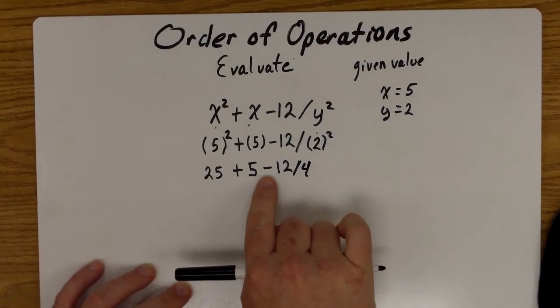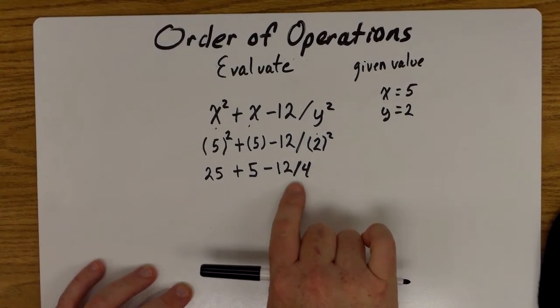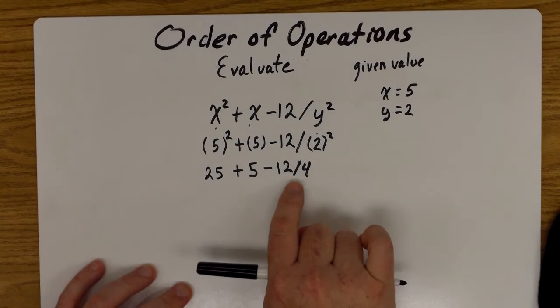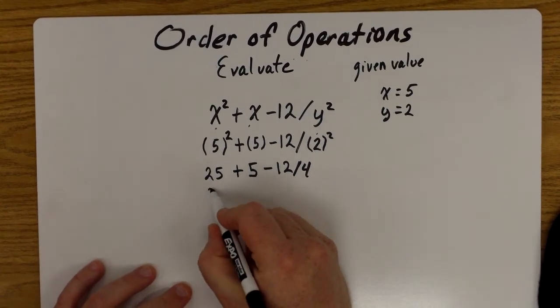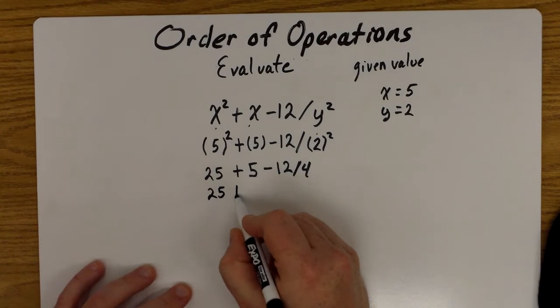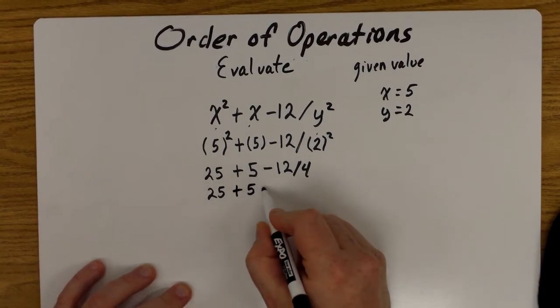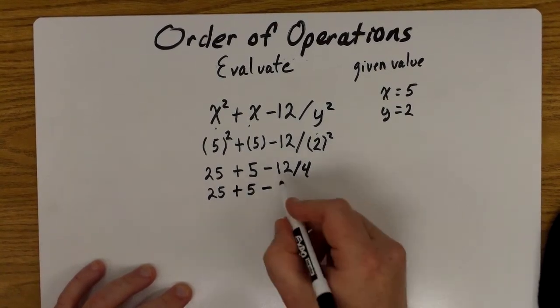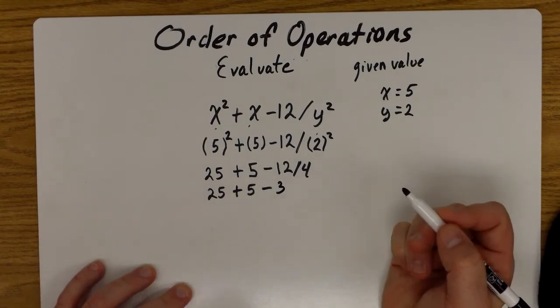Now I have an addition, a subtraction, and a division. Order of operations say I now have to do my division. So I'm going to rewrite part of the problem that hasn't changed yet. Minus, and then 12 divided by 4 is going to give me 3.